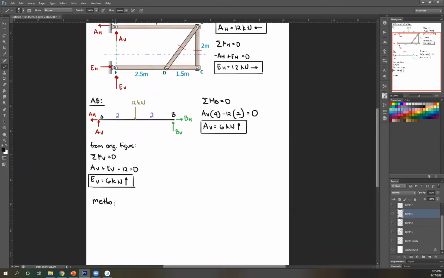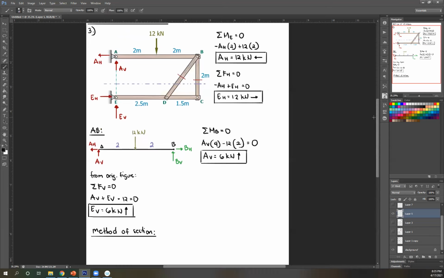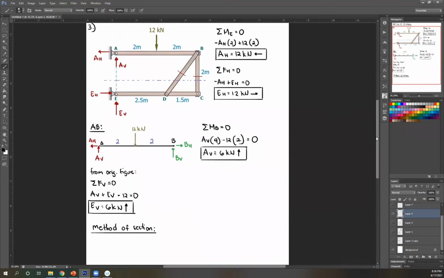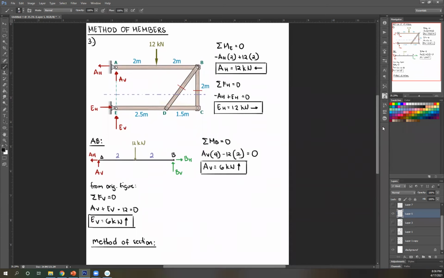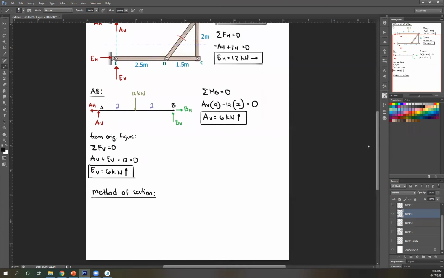So by method of section, you're going to isolate either the top or the bottom. For me, I'm going to isolate the bottom so that I don't have to include this external force. Isolating the bottom, you have your point E here. This is EV, this is EH. Again, for supports, you're just copying the actual direction.